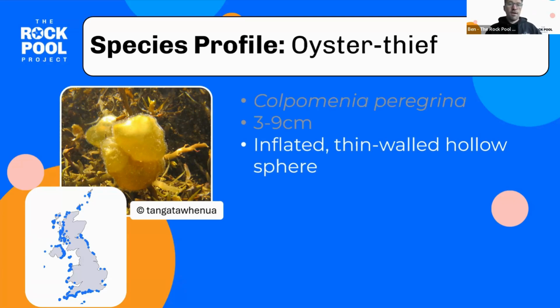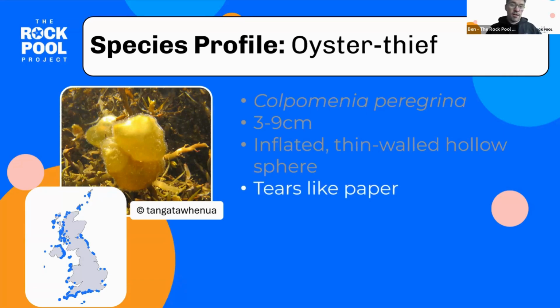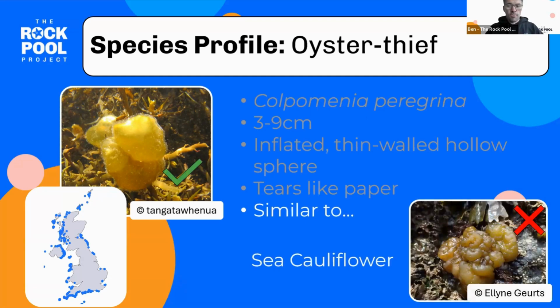And yeah, they often have air inside them. So they have these thin, papery walls to their tissues, but they're like blobs basically. And that tissue tears like paper, so if you touch it, it will actually rip open. And that's significant because of the species that it's similar to, called here the sea cauliflower. I'm sure I've heard it called something else. Anybody? I can't remember what it is. I've never called it sea cauliflower.